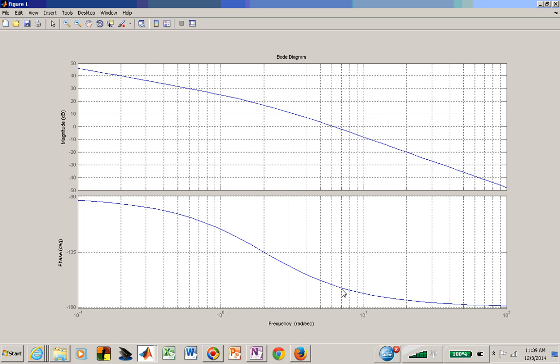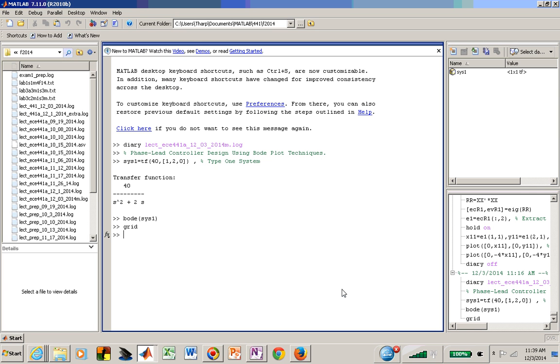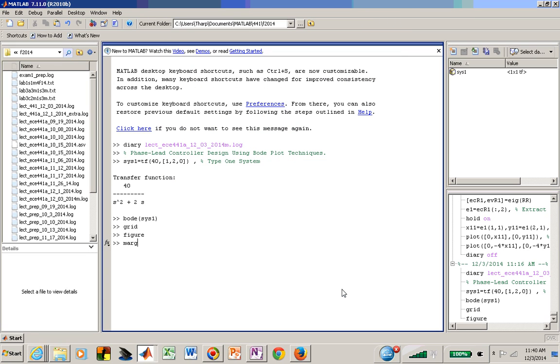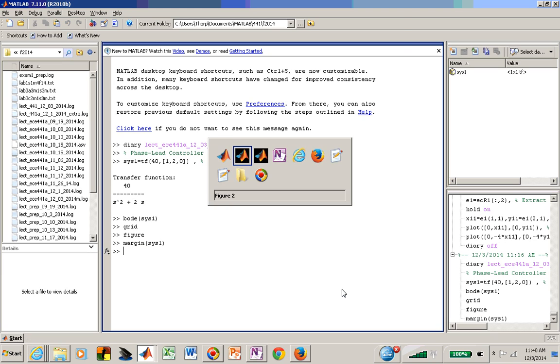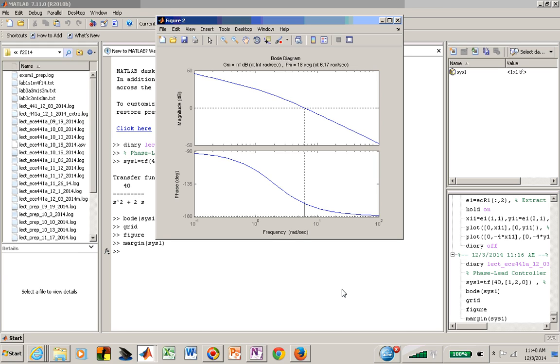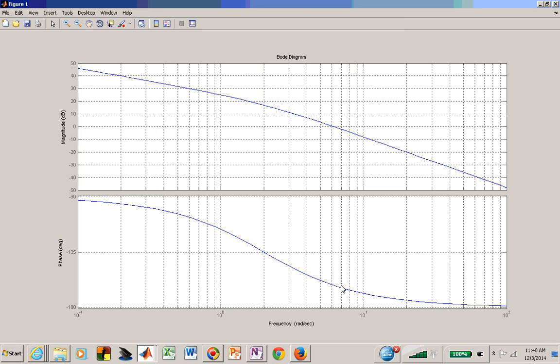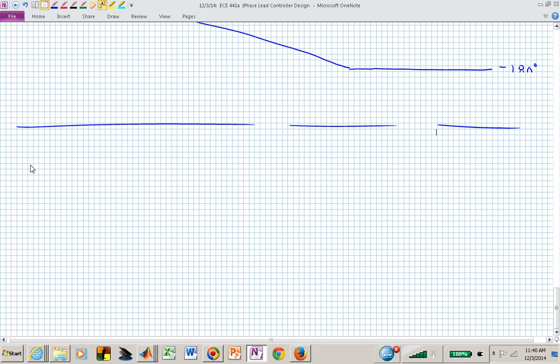And we could, if we wanted to, have MATLAB tell us a little bit more specifically what that phase margin is by issuing the margin command. Now we can see that our phase margin is indeed 18 degrees at 6.17 radians per second. So let's now use that. Let me go ahead and take this curve into the workspace so that I can work with it and talk on it.